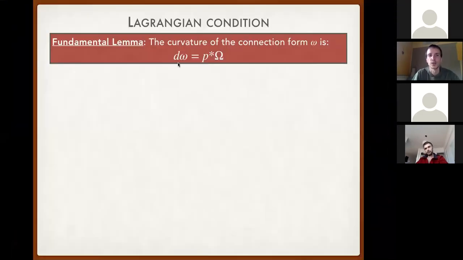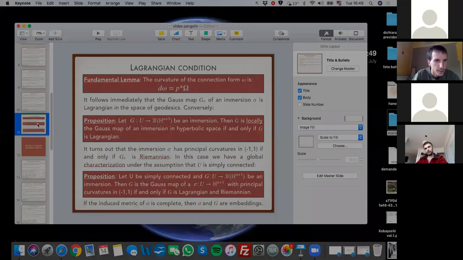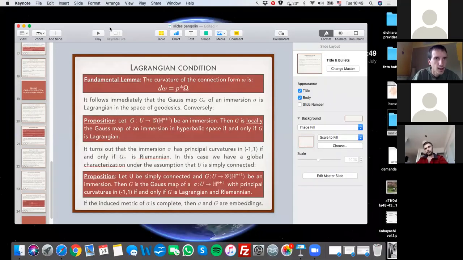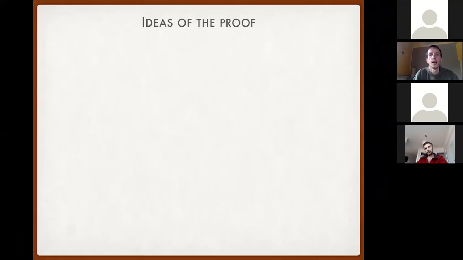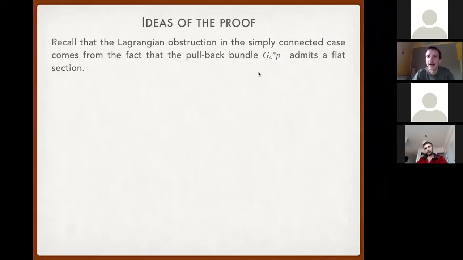So this was the fundamental formula. The pullback by p of the symplectic form on the space of oriented geodesics is the differential of the connection form. And by the way, this is one way to prove that omega is closed, by this formula, so that this is actually a parakähler structure. Anyway, from this fundamental formula, it followed the Lagrangian condition, because basically the pullback bundle G sigma star of P has a flat section.